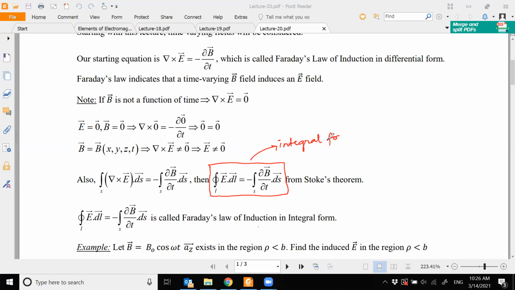So this is Faraday's law in integral form, and this is Faraday's law in differential form. If you remember all our statics, magnetostatics and electrostatics, as I have always told you, in our equations the right-hand side is the source for the left-hand side. So here, this is becoming the source, responsible for the generation of this one.